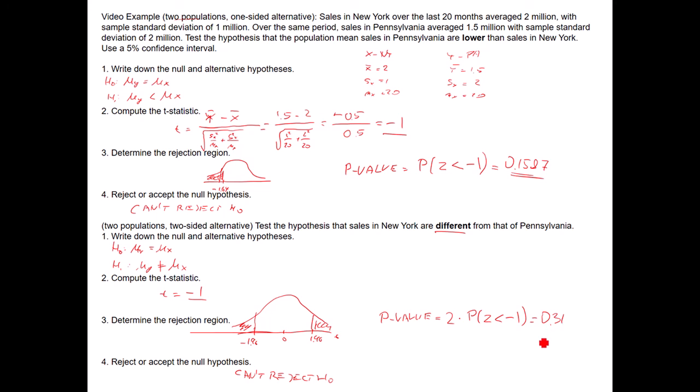Let's multiply that. That would be 0.3174, and that's the p-value associated with the two-sided test. And that's how we do hypothesis testing about two population means.